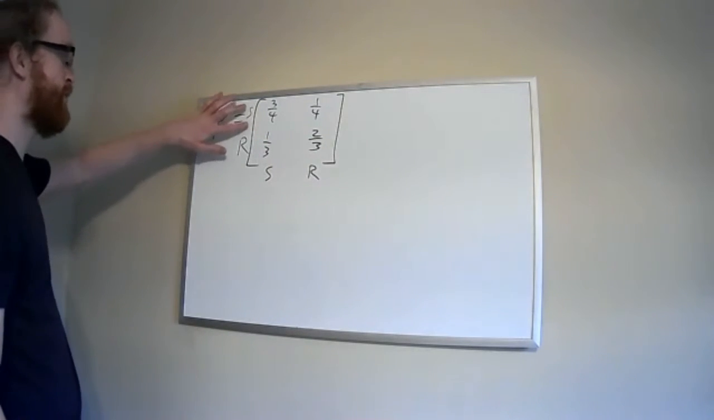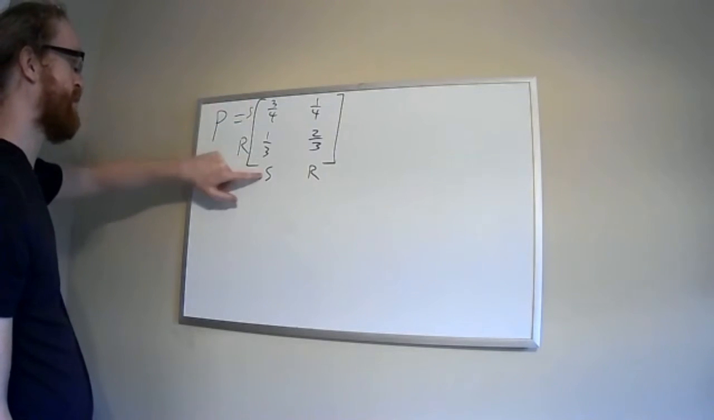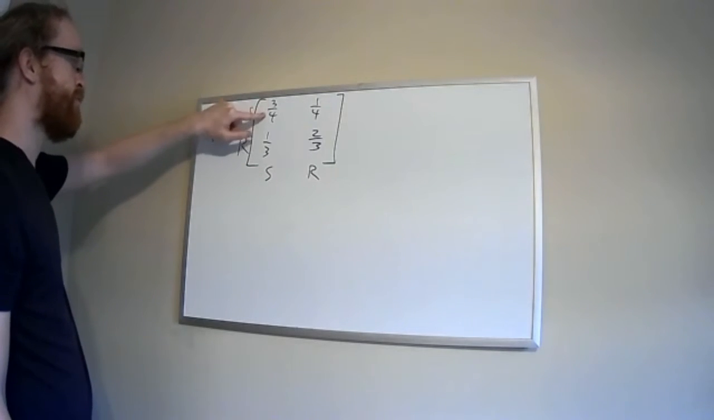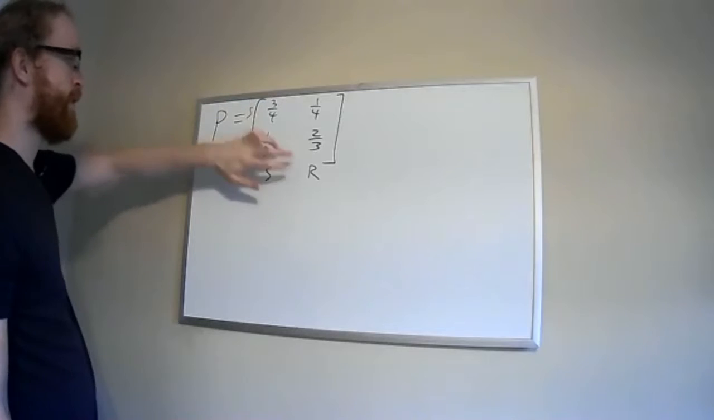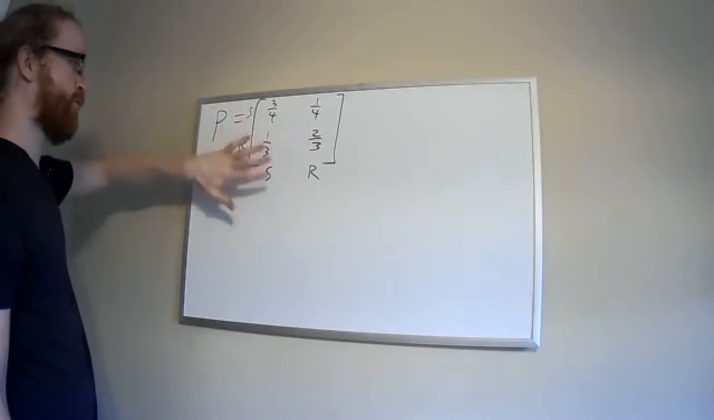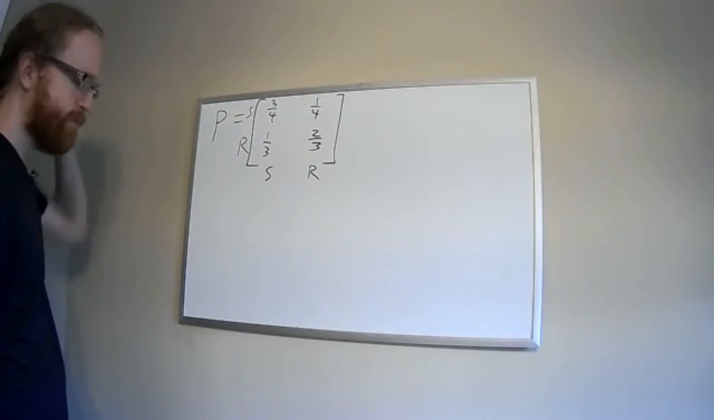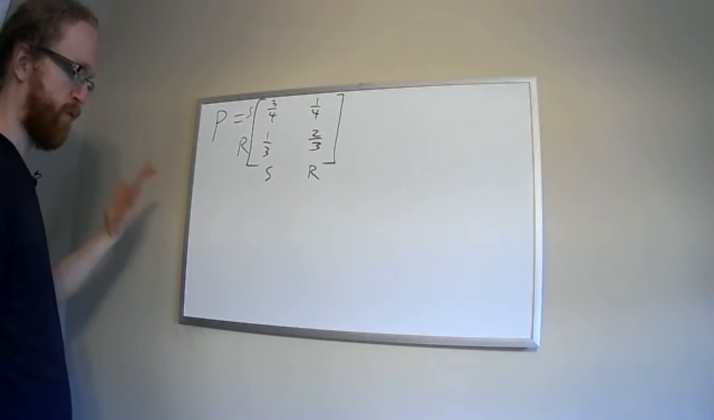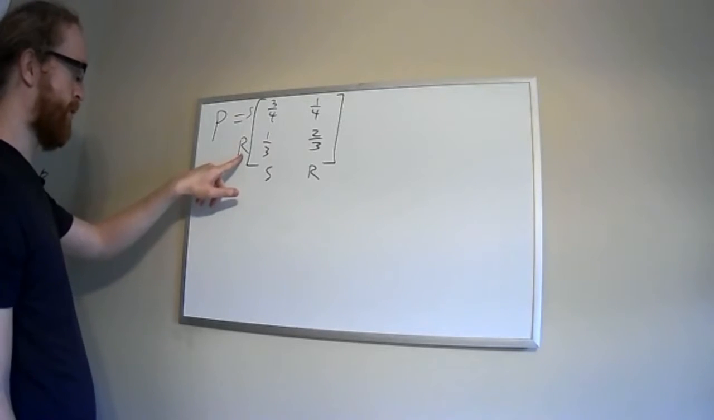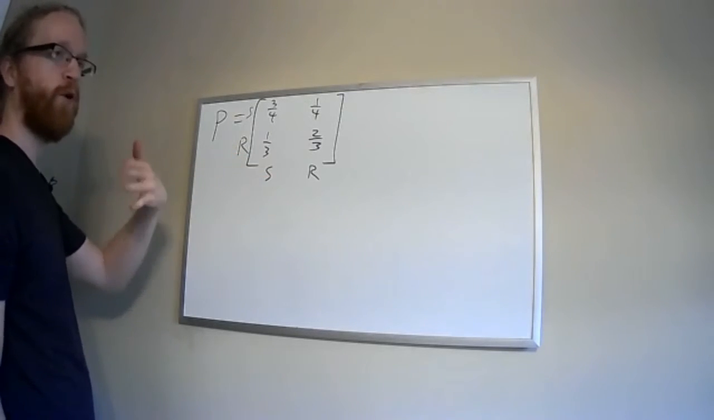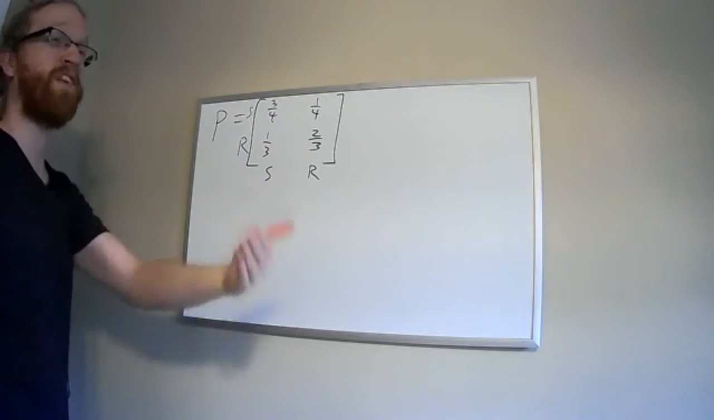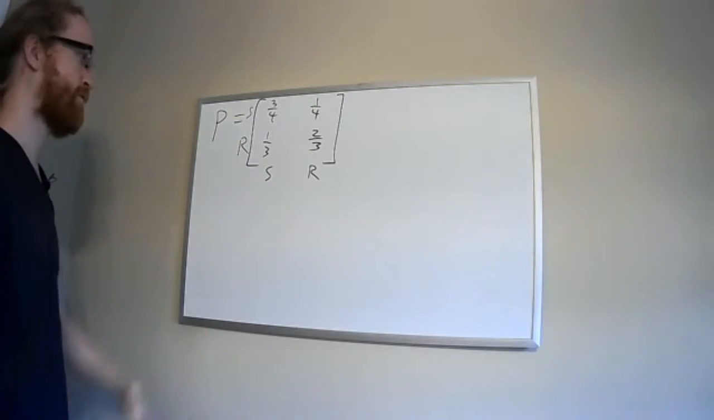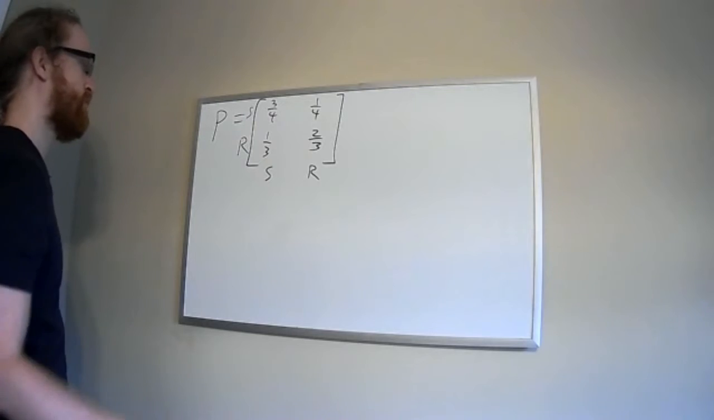So the probability of it being sunny today and then transitioning to sunny tomorrow is 3/4. The probability of it being sunny today and rainy tomorrow is 1/4, and so forth. That's what these numbers represent. So these numbers represent probabilities of going from one state to another over the course of one day, or one step, if you will. It's one step of the process, just the transitions over one step.